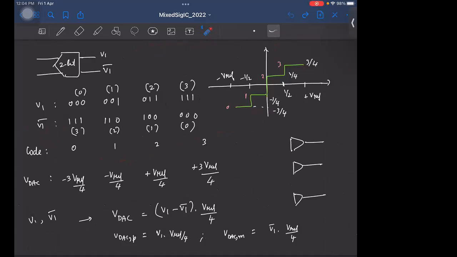So we saw that the DAC output must look like this, that is, V1 minus V1 bar times Vref by 4. Right? In the 2-bit case, how is Vref by 4 related to the step size? This is a 2-bit example, right? So in that case, I told you that the DAC must produce an output of this form, that is V1 minus V1 bar times Vref by 4, right? So how is this Vref by 4 related to the step size of the 2-bit quantizer? Delta or delta by 2? Delta by 2. Okay.